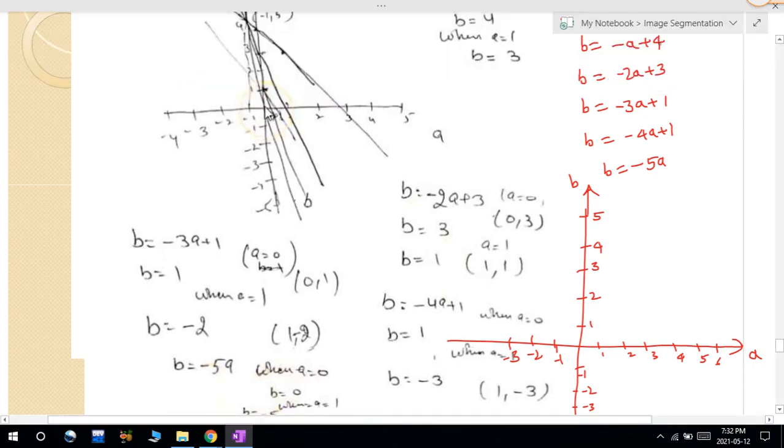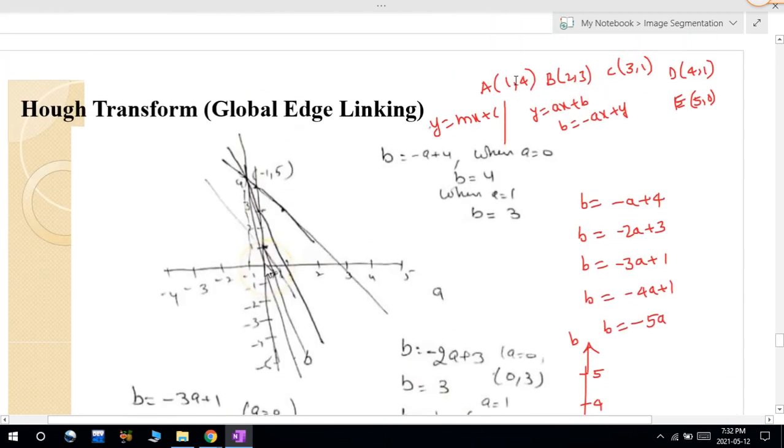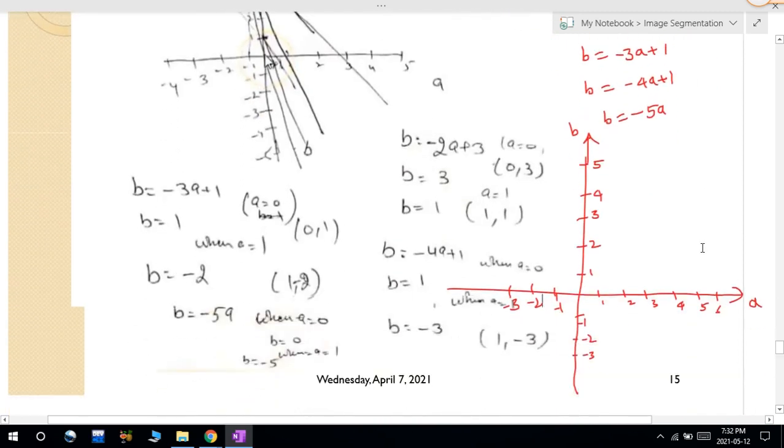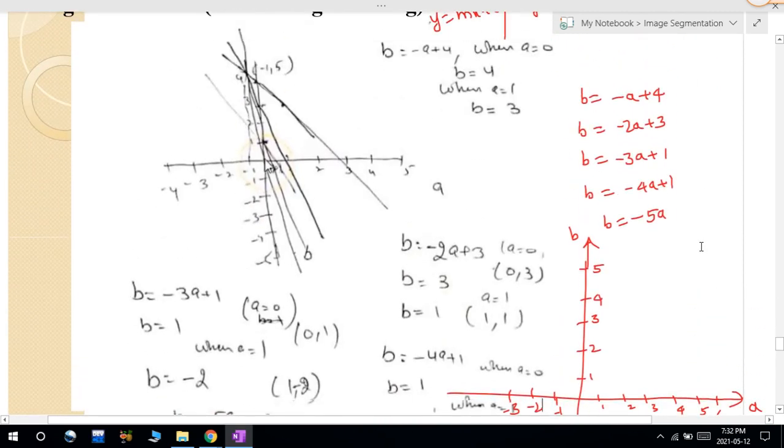So for the first one, b equals minus a plus 4. The first point is (1, 4). For each point in the image space, it will be converted into a line in the parameter space. How will it be converted? First I take a value as 0. If I take a as 0, then b will be 4. Whenever I take a as 1, then I get b as 4 minus 1, which is 3. I will get this point, and after that this point.